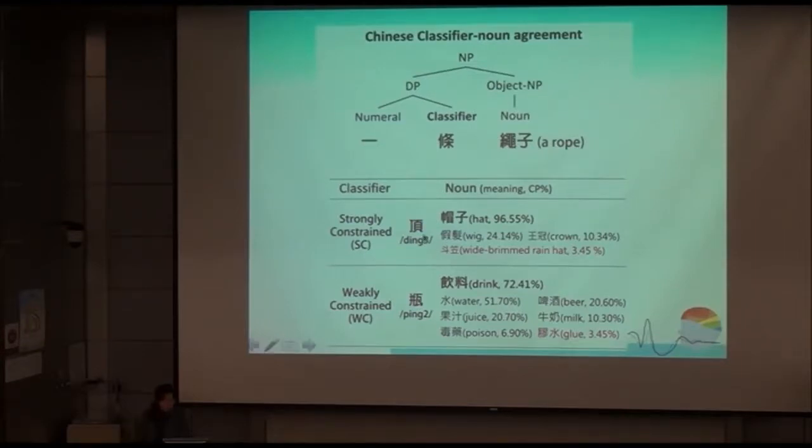And the other characteristic of classifiers is that some classifiers provide strong semantic constraint to the following noun. For example, 一顶 is always used to quantify something on your head. But something like 一瓶 or 一个 can be followed by a lot of different nouns. So here we're trying to separate the contextual effect from the classifier and also examine the cloze probability of the noun.